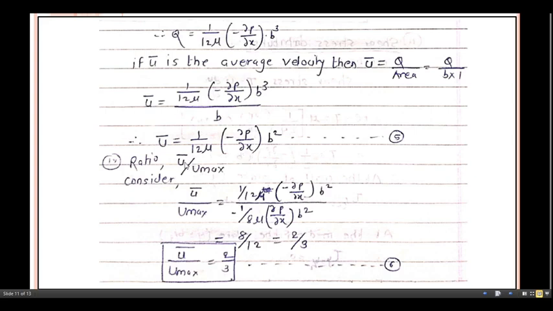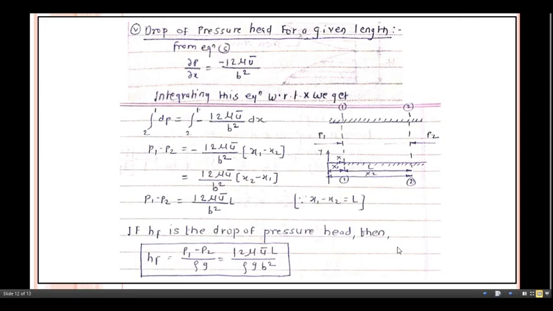Now if you take the ratio of this average velocity and the maximum velocity, we can get 2 by 3. We know the relation for u bar, and we know the relation for u max. After simplification and cancelling the terms, we get 8 divided by 12, which is 2 by 3. So u bar divided by u max equals 2 by 3. Give this the next equation number.